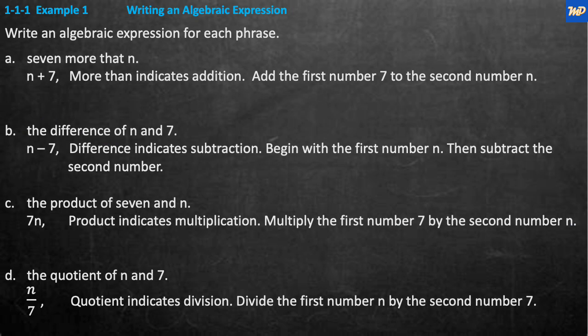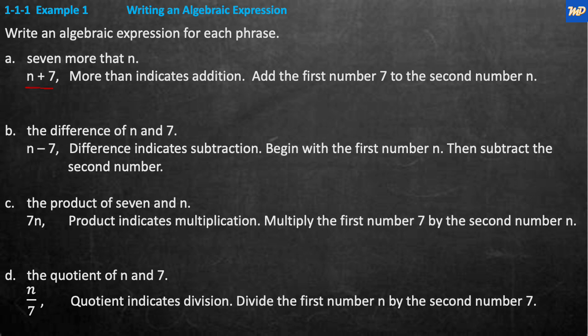So in example 1, writing an algebraic expression, write an algebraic expression for each phrase. Problem A, 7 more than n. You see right here, it's written out, 7 more than n is n plus 7. If you have 7 more than n, you've got n plus 7, right? So more than indicates addition. And how do you do that? You add the first number, 7, to the second number, n.